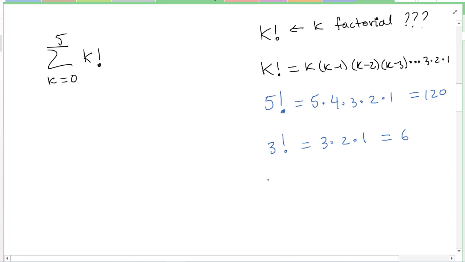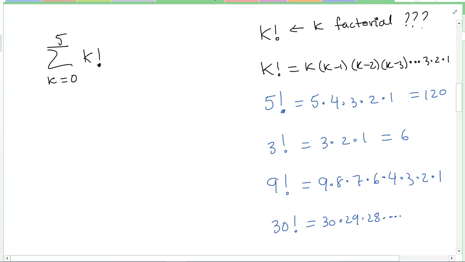And I can just keep going, we can make it bigger, right? So what if I say 9 factorial? What does 9 factorial mean then? 9 factorial will be 9 times 8 times 7 times 6 times 5 times 4 times 3 times 2 times 1. And I'm not going to compute that one out, but that's what a factorial means. So if you had 30 factorial, that would be really hard to write out, right? 30 times 29 times 28, all the way times 3 times 2 times 1.